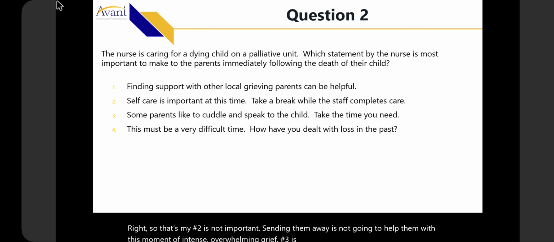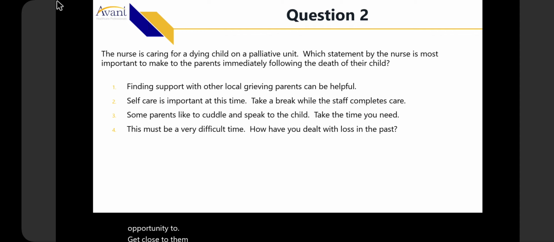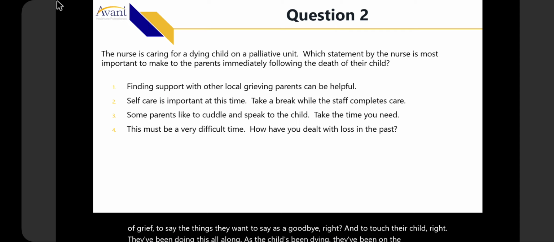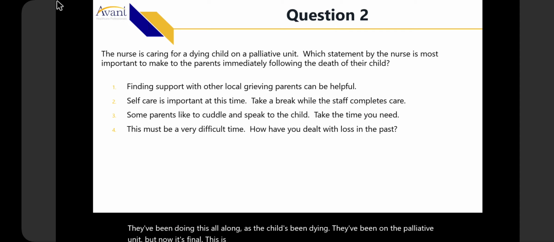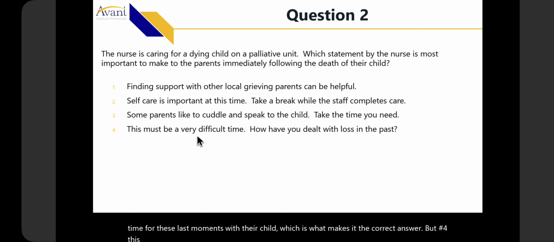Number three is some parents like to cuddle and speak to the child. Take the time you need. What does this do? It gives them space. It gives them an opportunity to get close to their child now, right after they've passed, to work through these last moments of grief, to say the things they want to say as a goodbye, right? And to touch their child, right? They've been doing this all along as the child's been dying. They've been on a palliative unit, but now it's final. This is the last moment, right? The family needs, the parents need this time for these last moments with their child, which is what makes it the correct answer.